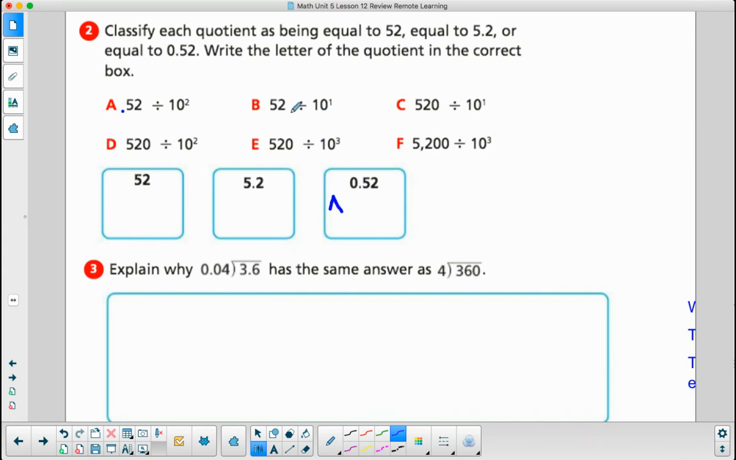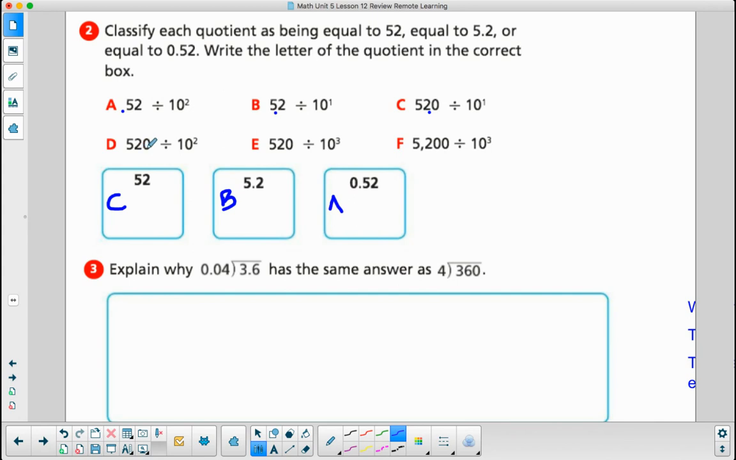Dividing by 10 to the first means to shift my digits once to the right, or my decimal once to the left. So B gives me 5 2/10. C, 520 divided by 10 to the first. The 1 means 1 place. I'm shifting 1 place. My decimal would be here. It would be 52. C.